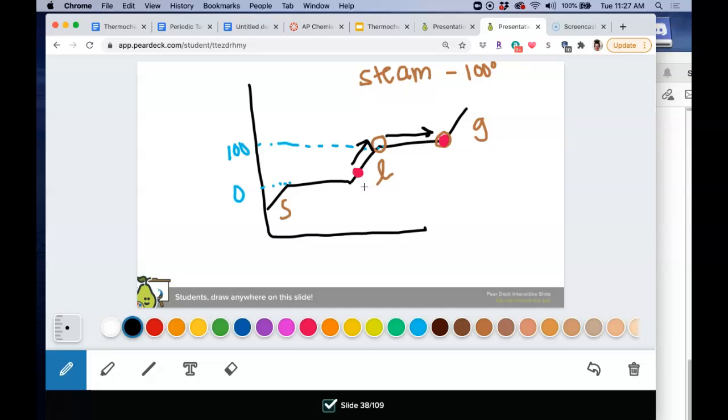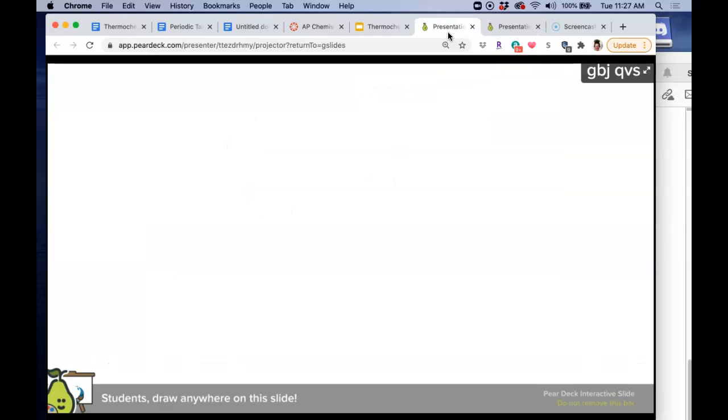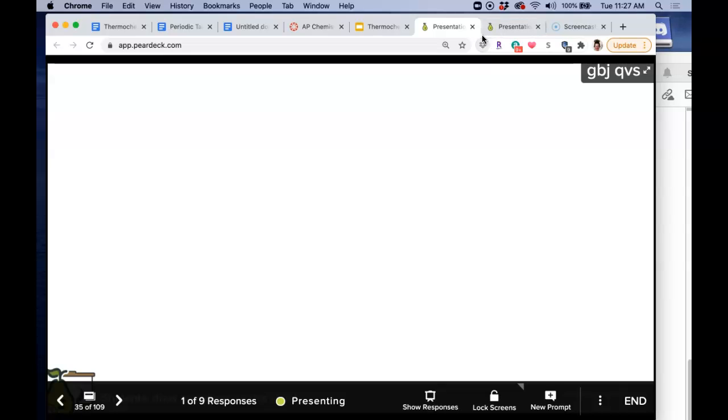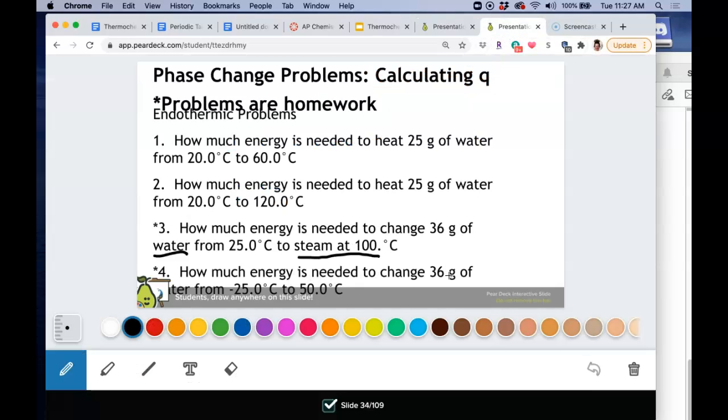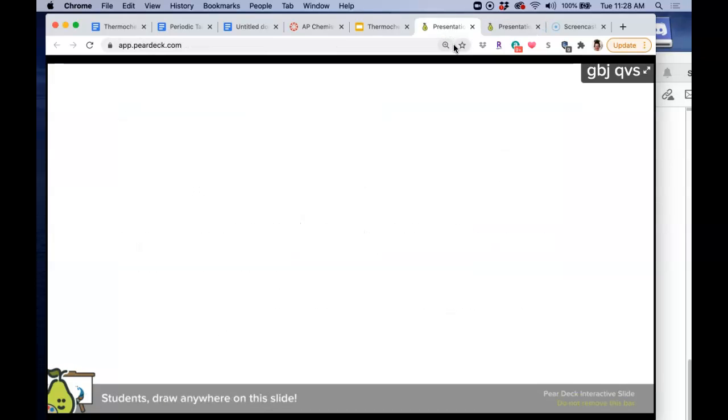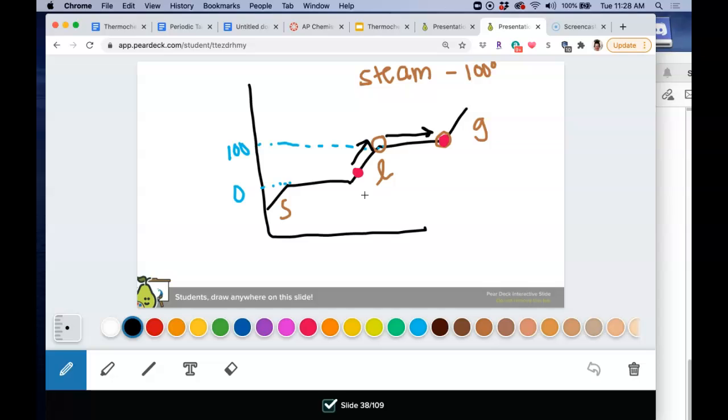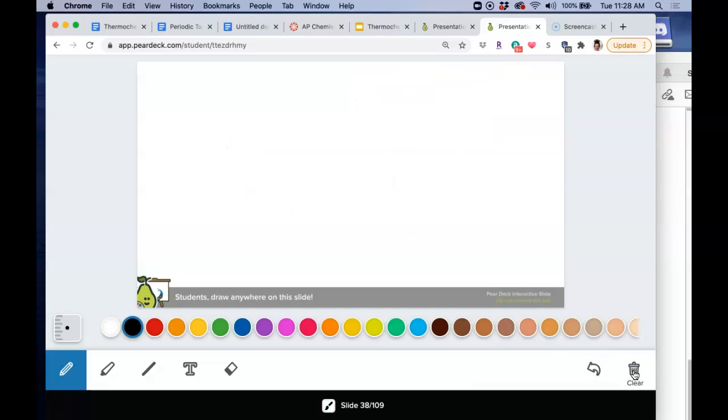Now, the next problem, number 4, discusses how much energy is needed to change 36 grams of water from, oh, it didn't have this on here. From maybe 25 to 50. So this shouldn't be an issue. Sorry. So the thing you want to look at is that sometimes they'll use different wording. This is what number 3 should look like. You should put your equations in. Steam is going to be on this side of it. Now, we haven't gotten to it yet. I thought it was number 4, but I guess I was wrong. They'll sometimes use steam at 100.